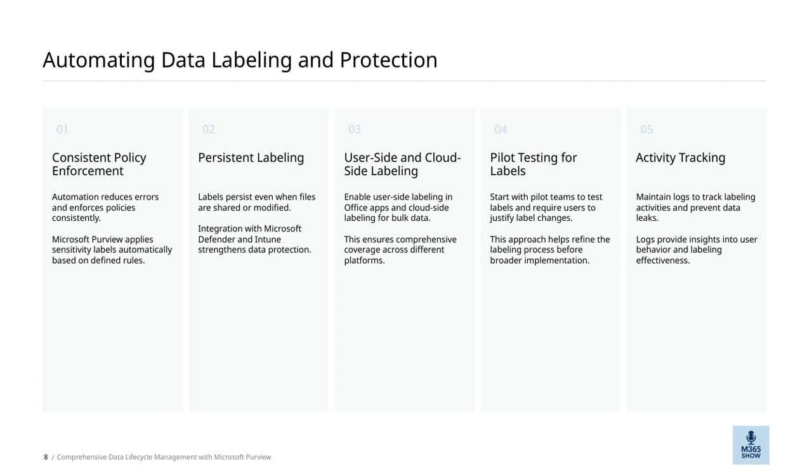Next, we start with pilot teams. By testing labels in a controlled environment, we can gather feedback and require users to justify any label changes. This iterative approach helps us refine our labeling strategies before rolling them out more broadly, ensuring smoother adoption across the organization. Moving on, enabling both user-side and cloud-side labeling is key. This means users can apply labels directly within Office apps, and for larger datasets, cloud-side labeling takes care of bulk data. This comprehensive coverage ensures no matter where or how data is stored or shared, it remains protected.